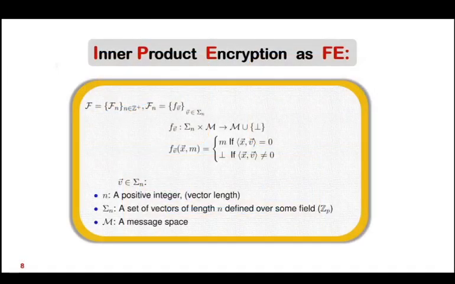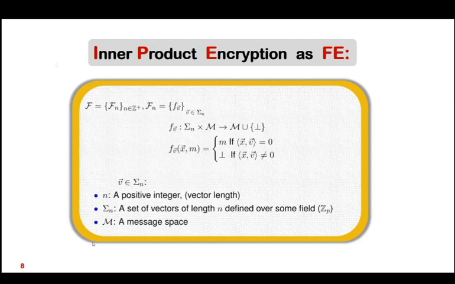And inner product encryption scheme is a notable special case of FE for this functionality. Here, the message is a pair of M and X, where M is a member of the message space that we call payload message, and the vector X is the attribute coming from the set Sigma. And the token is associated with a vector V, which also is from this set. And the functionality is this function, which returns M if the inner product of X and V is zero, and this symbol otherwise.